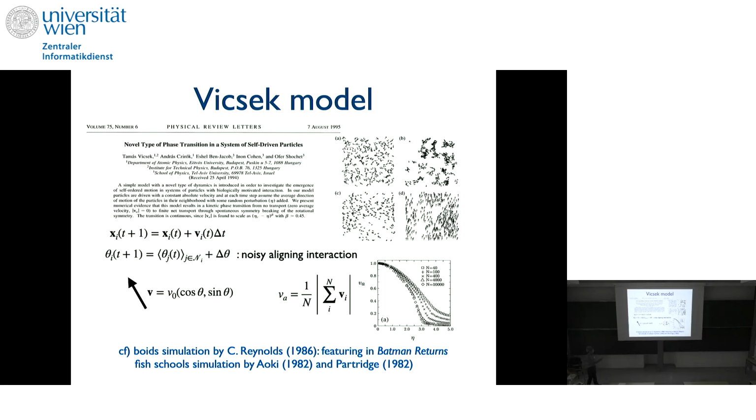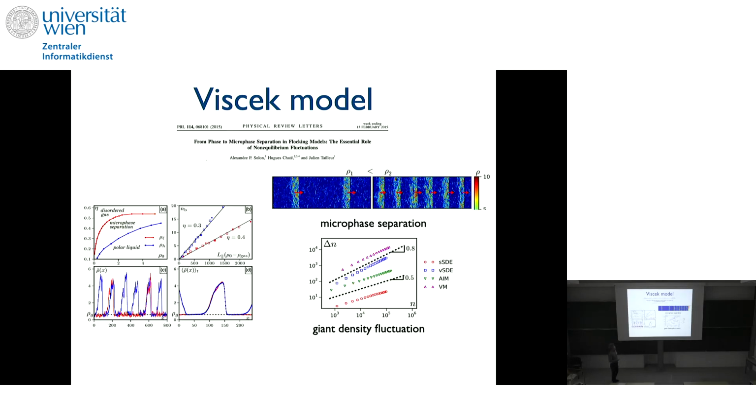Eta means also here, every time it updates its velocity angle from the local average of the velocity of its neighbors, but it also contains some noise. Eta means the strength of this noise.